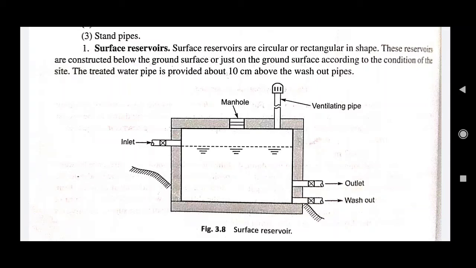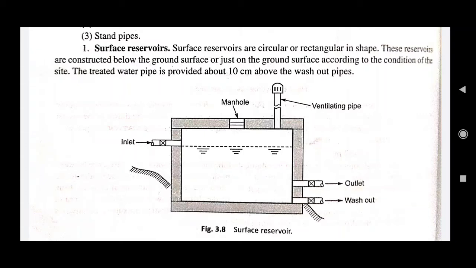As you can see in the figure, a reservoir which is rectangular in shape is being provided, with a 10 centimeter water pipe just above the bottom of the surface, and there is an inlet in the top portion of the surface reservoir, and the outlet is in the bottom portion.